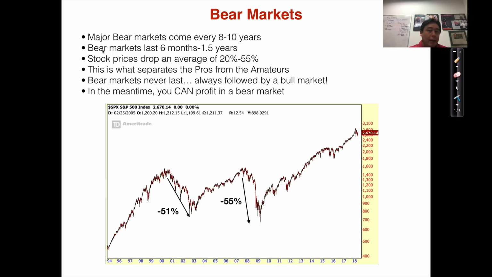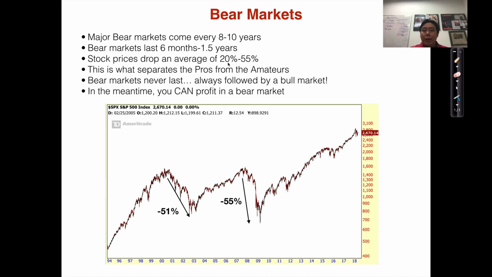Again, a bear market lasts an average of 6 months to 1.5 years. And during a bear market, stock prices will drop an average of 20% to 55%. Now, this is what separates the professionals from the amateurs, the boys from the men in the markets.